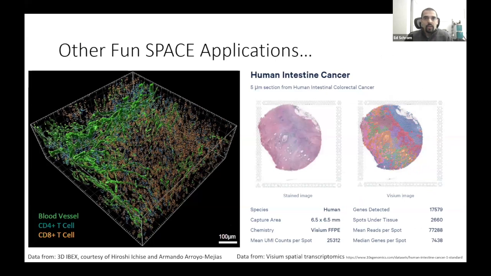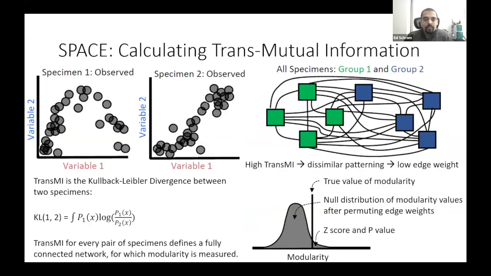Although I don't have time to show you today, we've also validated SPACE on a variety of other data types, including 3D imaging volumes, as well as spatial transcriptomics. SPACE finds patterns not only within single specimens, but also across groups of specimens, this time using a metric that we call trans-mutual information. In this case, for any ensemble of spatial variables, we plot the co-occurrence distribution for 2 different specimens. And then trans-MI is essentially the Kullback-Leibler divergence, which quantifies how different these 2 distributions are.